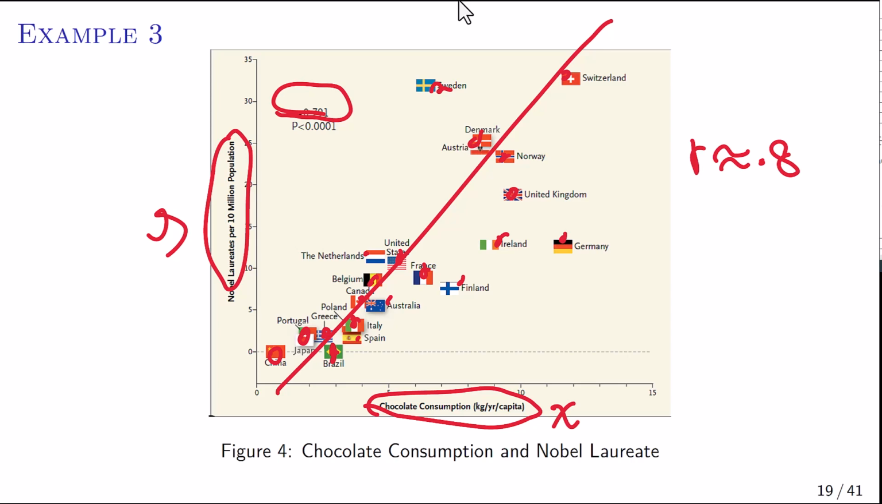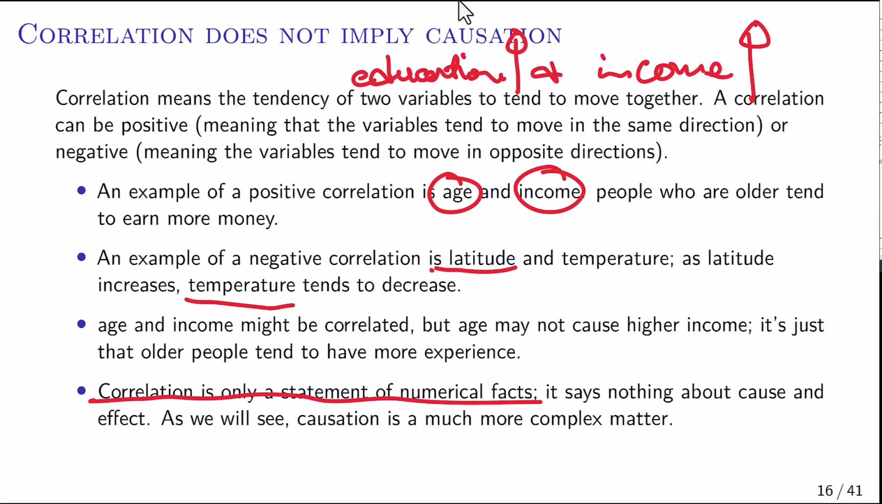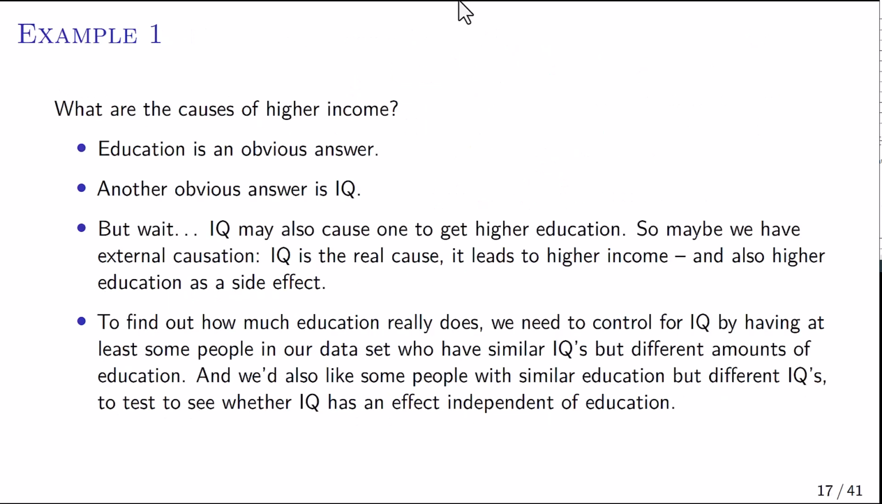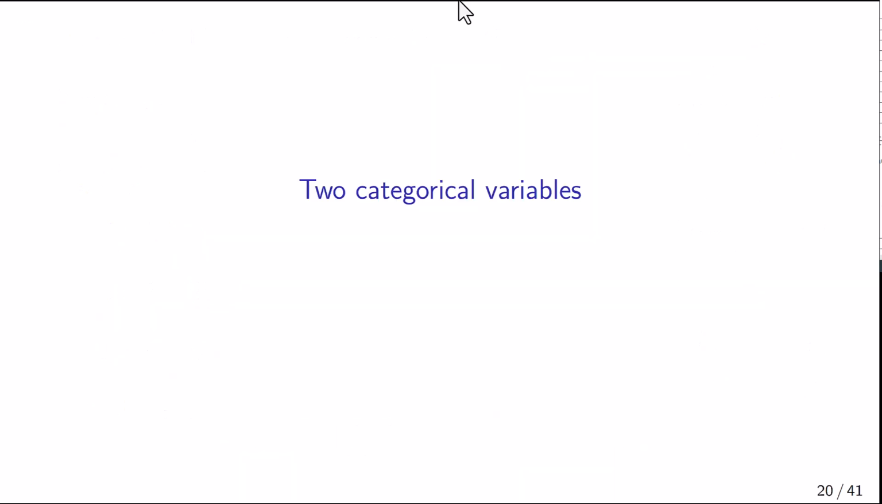But how to interpret this strong relationship? Can you say chocolate consumption is the cause to win Nobel Prize? That's not true, right? Does that make sense? So I hope this part will explain what correlation coefficient can do and what correlation coefficient cannot do, okay? It's just the numerical facts. It measures the linear relationship, just the correlation. Is not the cause. All right. I think this is the end of the part for 2 numerical variables.